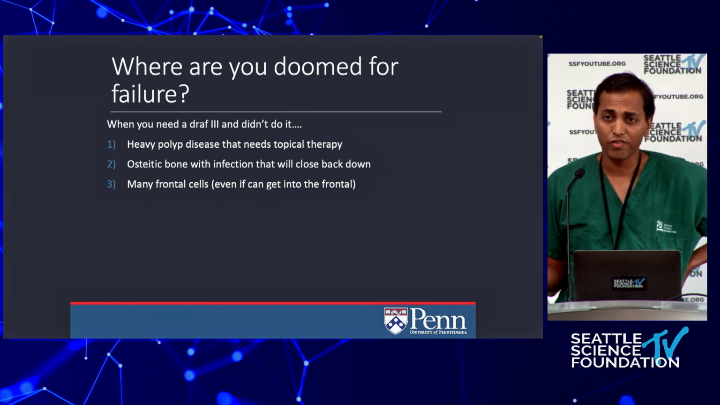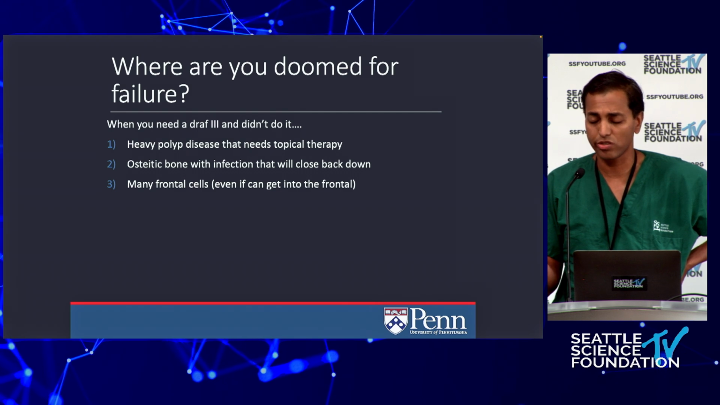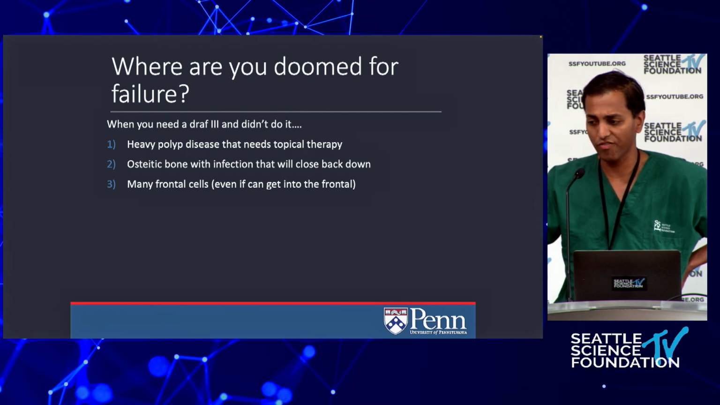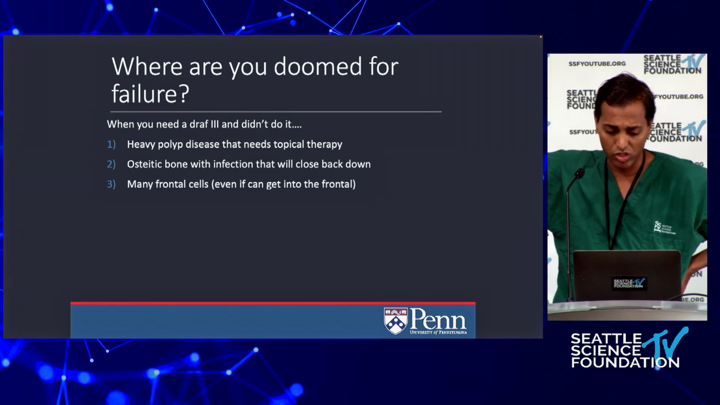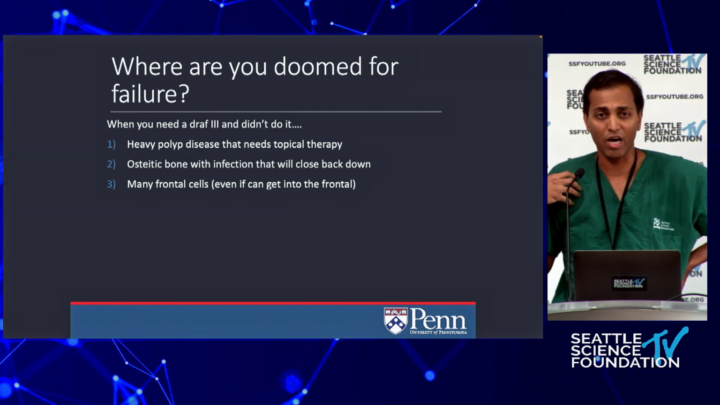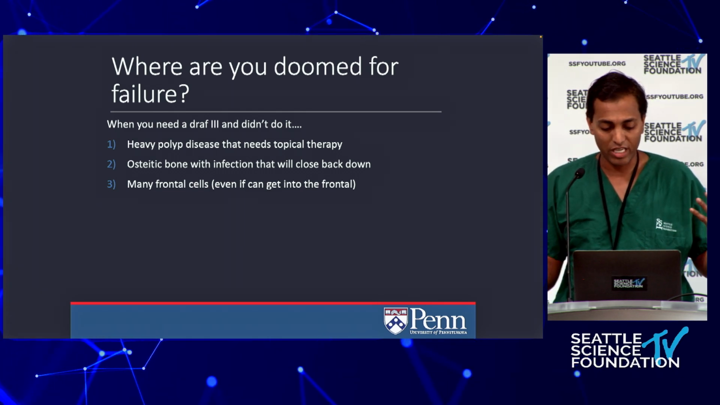So then the last question for me when I'm thinking about doing a standard, so my workhorse is Draf 2A. That's what I'm doing in most cases. So essentially identifying that frontal, opening up just like you saw there. So where am I doomed for failure? And that's what I'm thinking about from my standpoint, because my practice is a lot of revision cases. So I'm thinking about those areas.